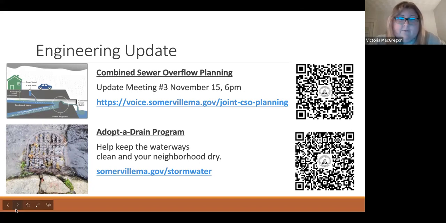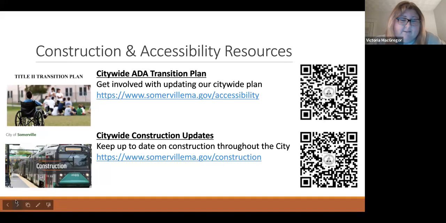On that note, I also did want to highlight the city's Adopt a Drain program. Through this, residents and business owners can volunteer to care for a local drain of their choice and check on it before and after heavy rain, wind, or snow. One perk of this is you get to name any drain that you choose to adopt. The more creativity, the better. You can learn more about this by visiting somervillema.gov/stormwater.